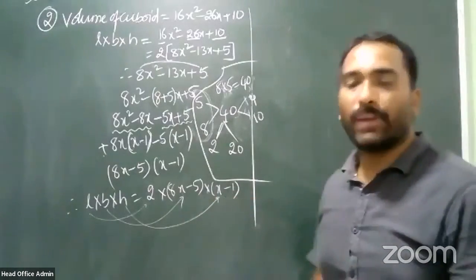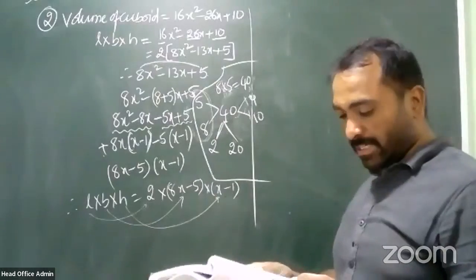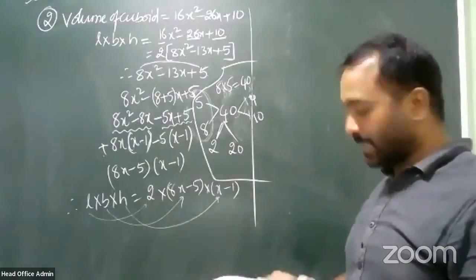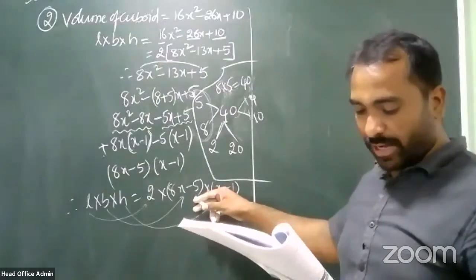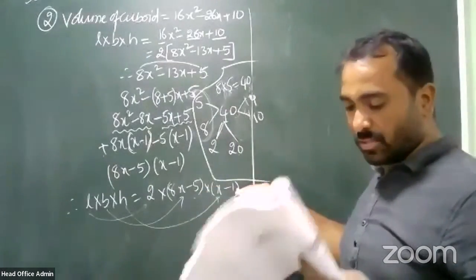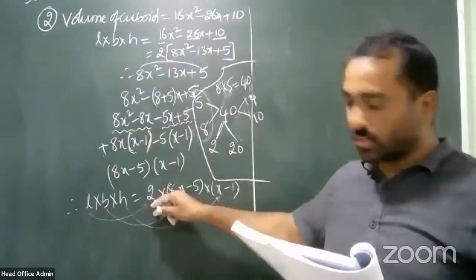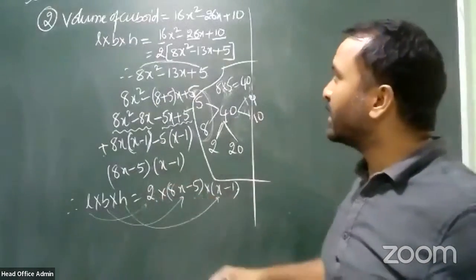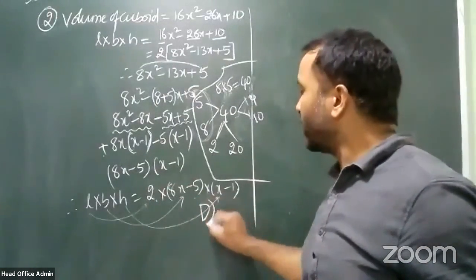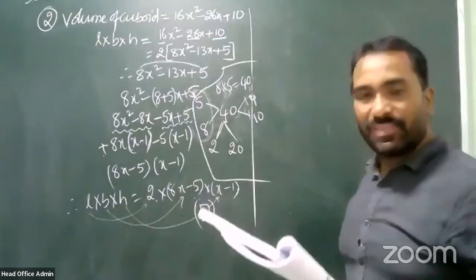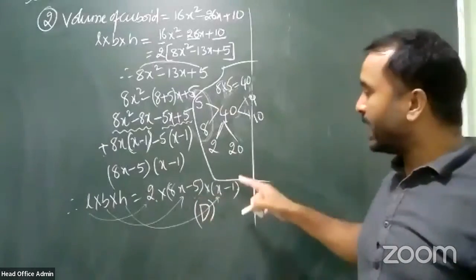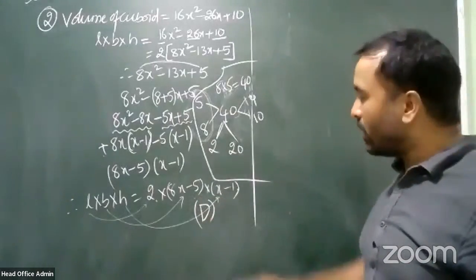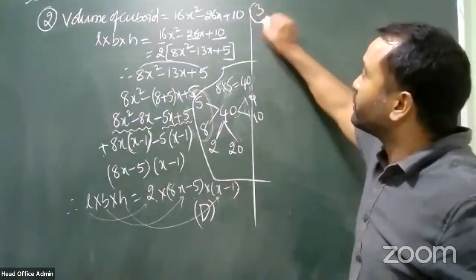So length into breadth into height. So what is it asking? One of the dimensions is asked. 8x minus 5, see, 8x minus 5 is also one of the dimensions. x minus 1 is also one dimension, and 2 is also one of the dimensions. So what is the answer? D, because it is all of the above. All of these, 2 is an option, 8x minus 5 is also an option, and x minus 1 is also an option. So all of these are the correct answer.